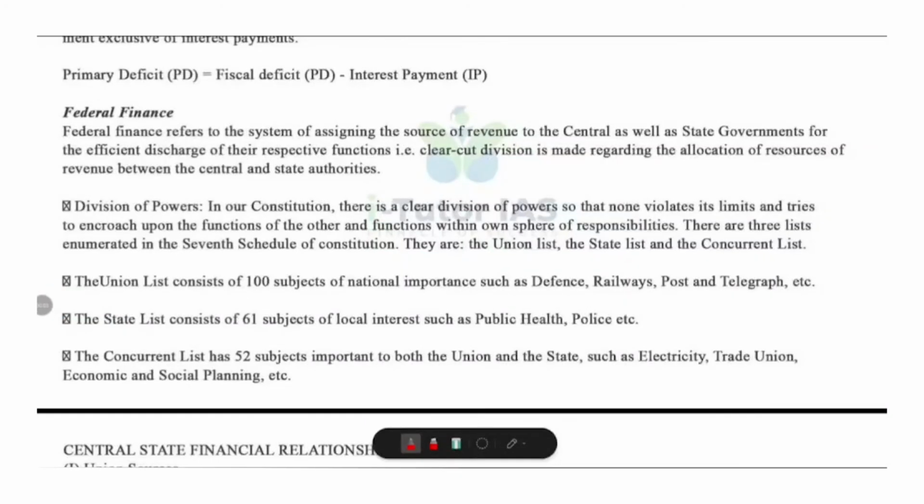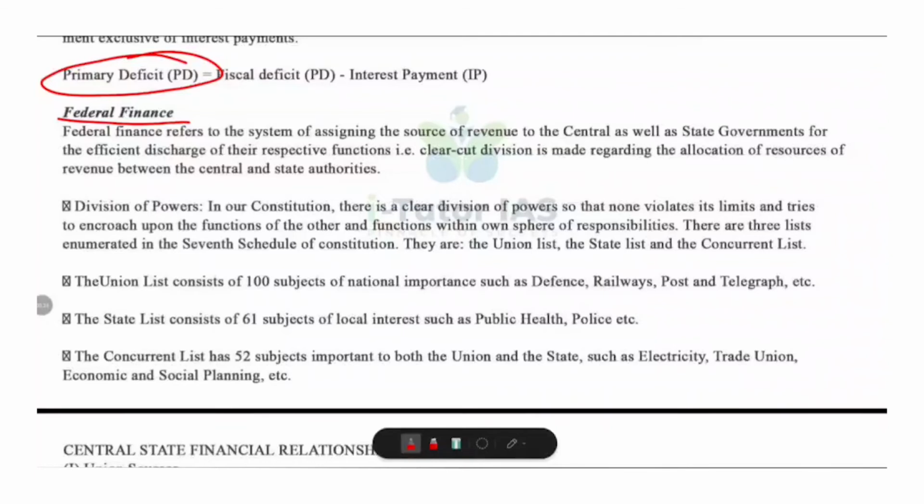We were studying chapter 9 and we had covered till the topic primary deficit. And today we are going to deal with a very new topic, federal finance. Do you know what is meant by federal finance? Federal finance means how financial powers are divided between the central government and the state government in a federal country like India. Okay.